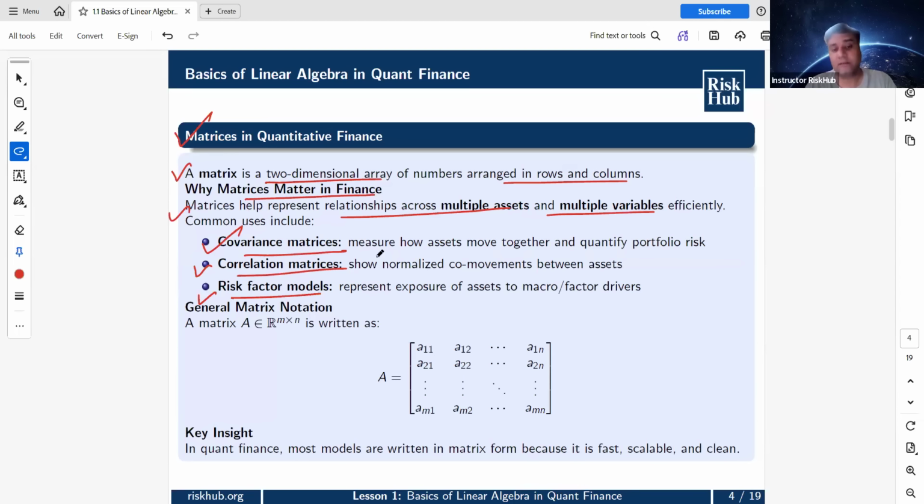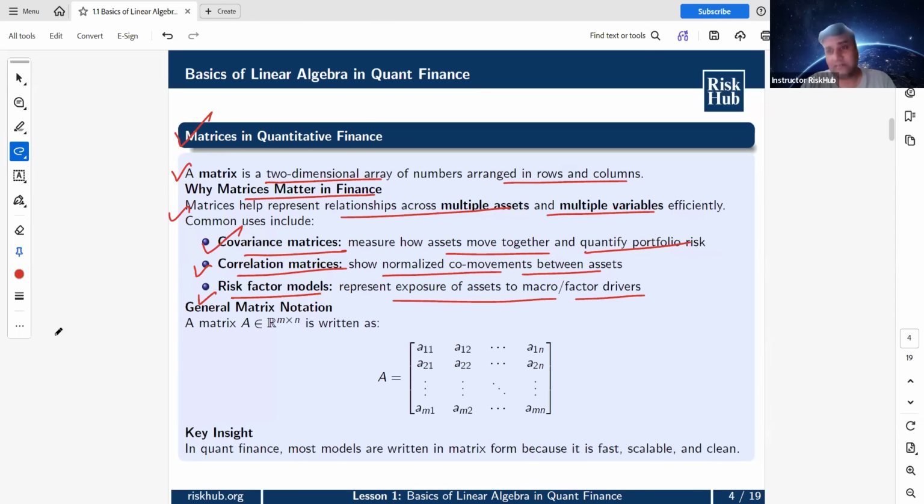What do covariance matrices mean? They measure how assets move together and quantify your portfolio risk. Correlation shows normalized co-movement between assets. Risk factor models represent exposure of assets to macro risk factor drivers, right? So the idea is, when you look at your covariance matrix, it is simply measuring how assets move together. So assets move with other assets. That is very important to understand. Risk factors influence many securities, returns change across time, and covariance exists between every pair of assets.